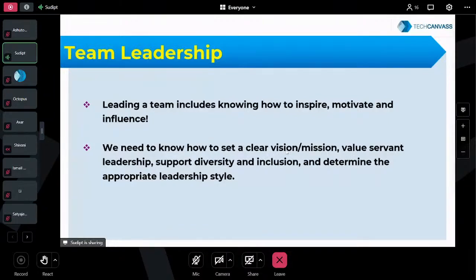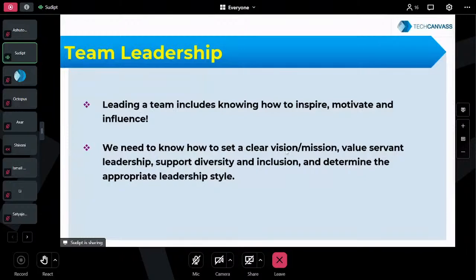Leading a team also includes knowing how to inspire, motivate, and influence both team members and stakeholders, and how to analyze team member influence. Right? For example, you should be able to set a clear vision and mission. You should be able to support diversity in terms of behavior types or thought processes.